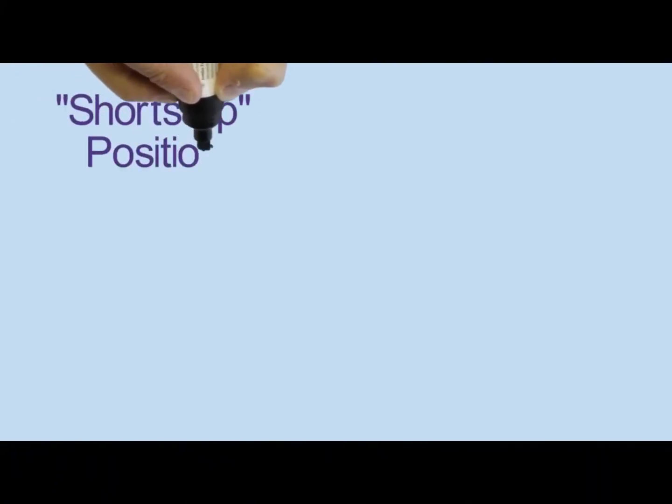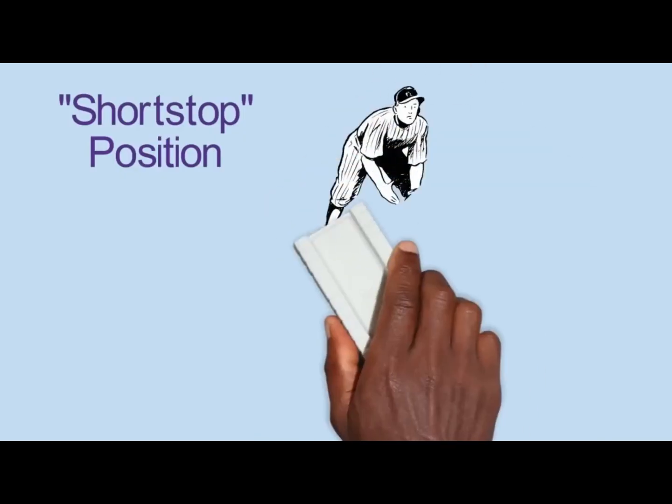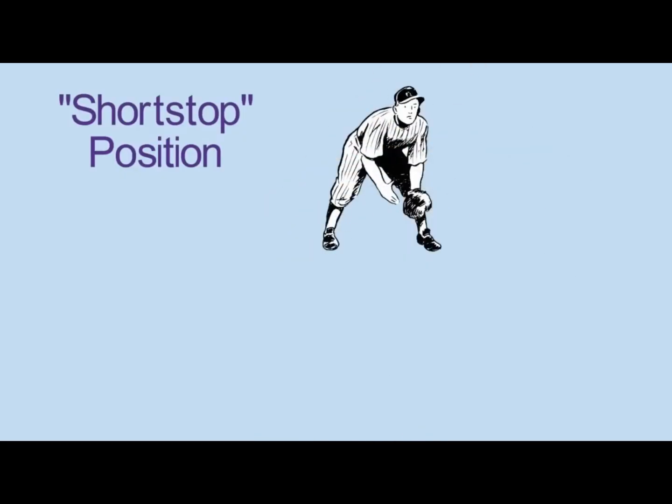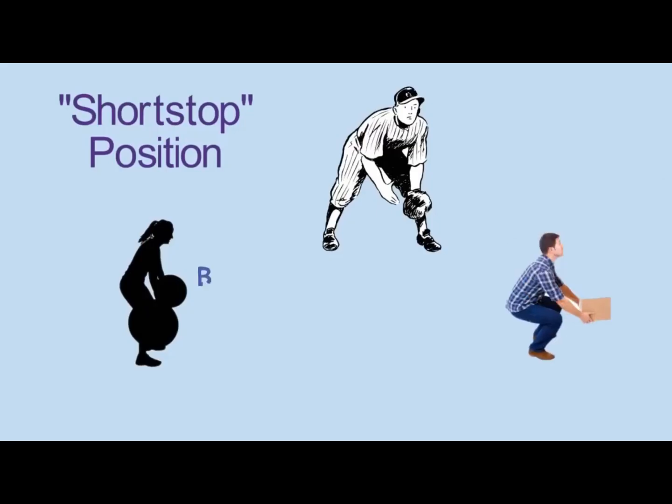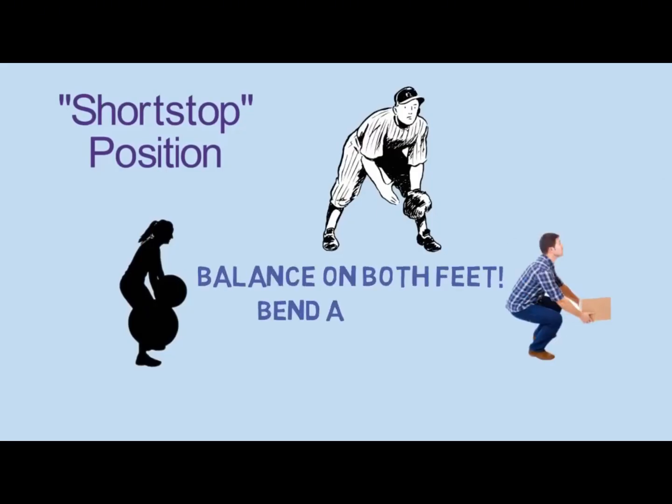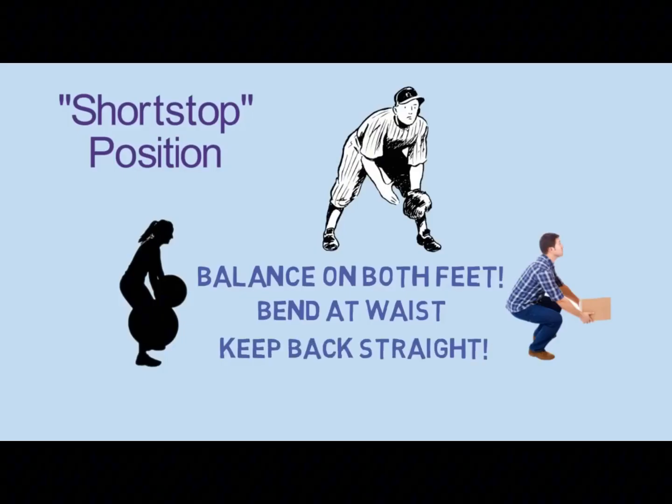Instead, use a position called the shortstop. This is the same stance that a baseball shortstop takes. Your weight should be balanced on both feet, and they should be at least shoulder width apart. As you bend down to get a grip on the load, use your leg muscles as much as possible. Slightly bend forward at the waist, but keep your back straight.